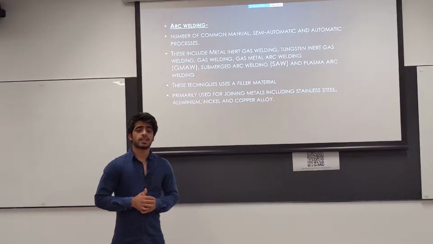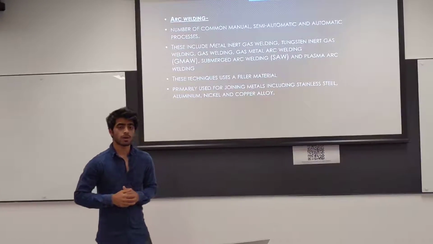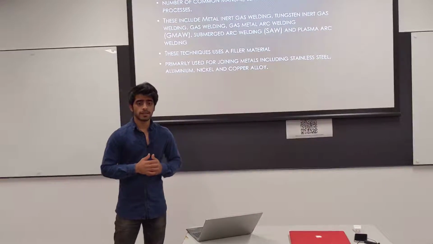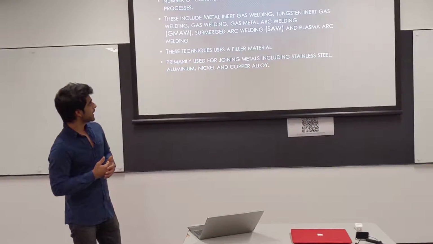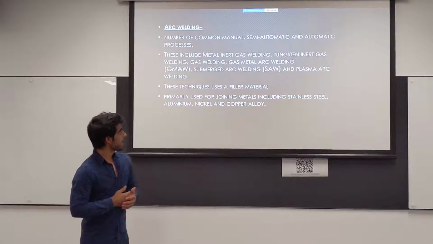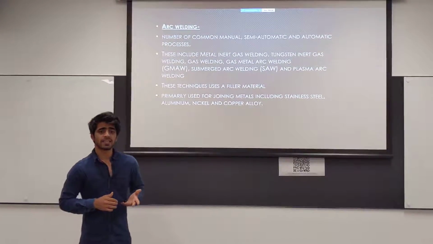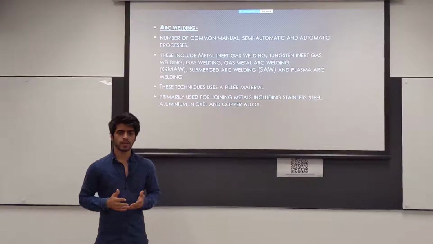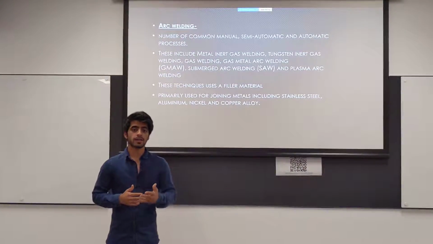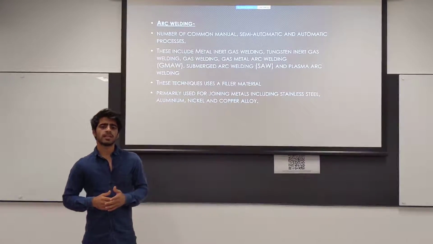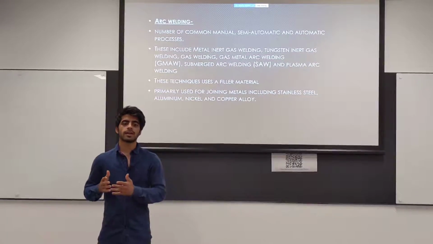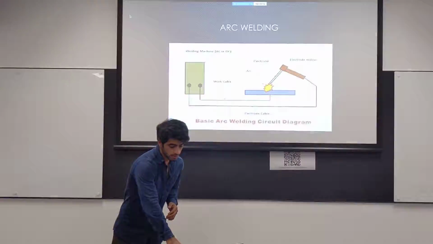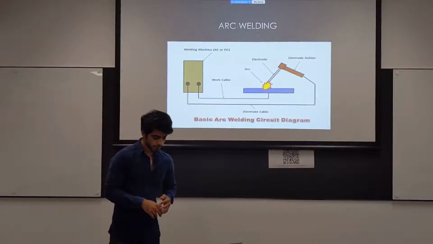Arc welding. This category involves a number of common manual, semi-automatic, and automatic processes. This includes metal inert gas, tungsten inert gas, gas welding, gas metal arc welding, submerged arc welding, and plasma arc welding. These techniques usually use a filler material and are primarily used for joining metals, including stainless steel, aluminium, nickel, copper alloys, cobalt, and titanium. Arc welding processes are widely used across industries such as oil, gas, power, aerospace, automotive, and more. This is the schematic diagram of arc welding.